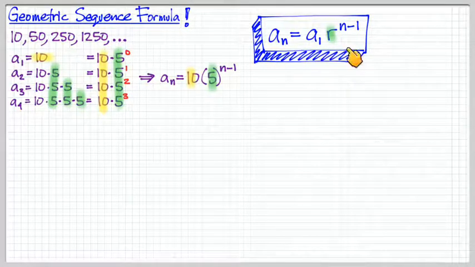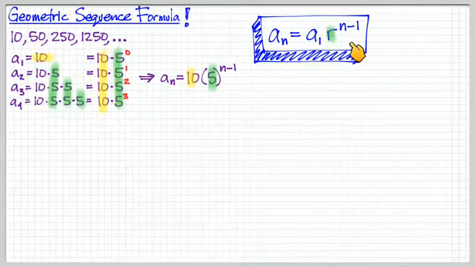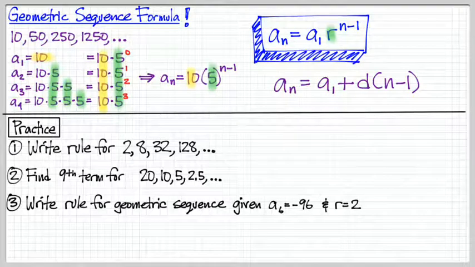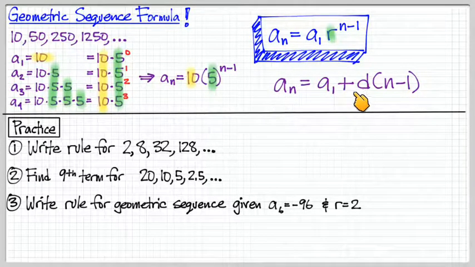And then we had n minus 1 here, raising it to the n minus 1 power. Let's contrast that for a second with the arithmetic sequence rule. And it's kind of informative because we see that there's this commonality.